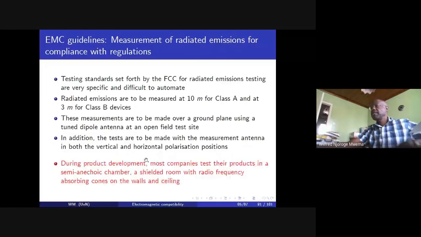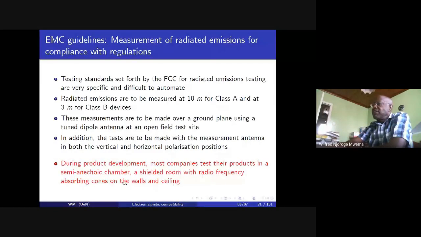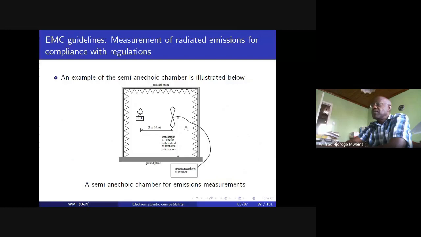And during product development, most companies will test their products in a semi-anechoic chamber because most of the industry doesn't have an open site where you can get 30 meters. We'll use it now in an anechoic chamber, which is a shielded room with radio frequency absorbing cones on the walls and the ceilings to remove any reflections from the walls. So an example is as shown below.